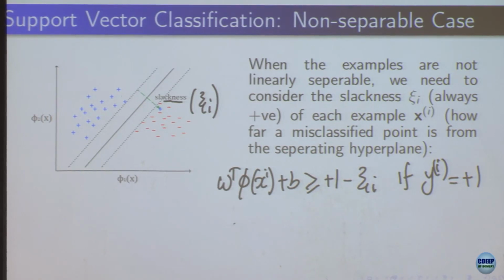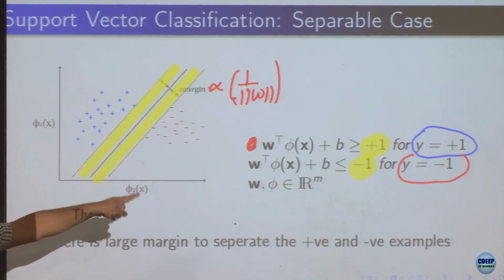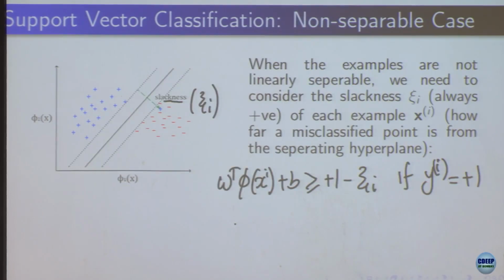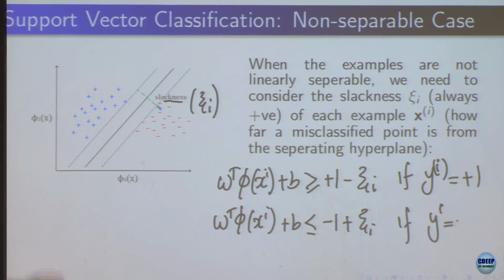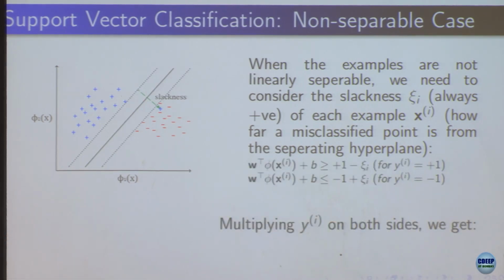I can do the same thing for the other points. W transpose phi x plus b is less than or equal to minus 1, but I will allow a slackness there as well, minus 1 plus xi. Okay, so xi is greater than 0 and it makes the minus 1 less negative and plus 1 less positive. That is the slackness. This is how you deal with the non-separable case. Okay, so this is the idea.